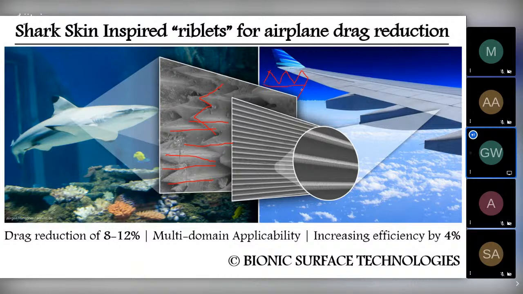When we apply this riblet technology to aircraft, where instead of a smooth skin we replace it with riblets, we can reduce drag by 8 to 12%. And this feature is not only applicable to airplanes, but also in general to transportation such as ships, cars, etc. Not only decreasing drag, by using riblets the efficiency can also be increased by 4%. And this is not a hypothetical concept, it is a practical concept which is being implemented by this company, Bionic Surface Technologies. This is an Austria based company.